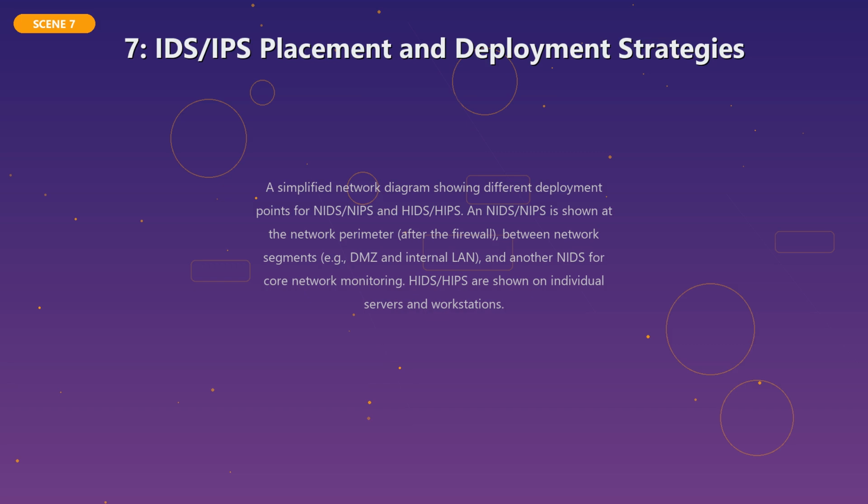Understanding what IDS and IPS do is one thing, but knowing where to place them in your network is crucial for their effectiveness. Strategic deployment ensures maximum visibility and protection. Let's look at common placement strategies. For network-based IDS, NIDS, and IPS, NIPS, the key is to position them at points where they can monitor the most critical or highest-risk traffic.